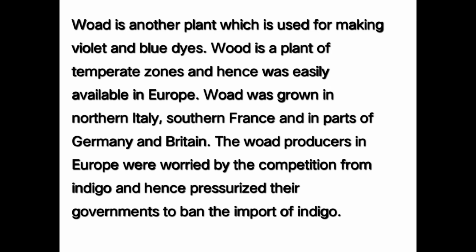Woad is another plant which is used by people for coloring and dyeing. It is very close to the blue and violet colors and dyes. It's a plant which is cultivated in the temperate zones and hence was easily available in Europe. Woad was grown in northern Italy, southern France, and in parts of Germany and Britain.